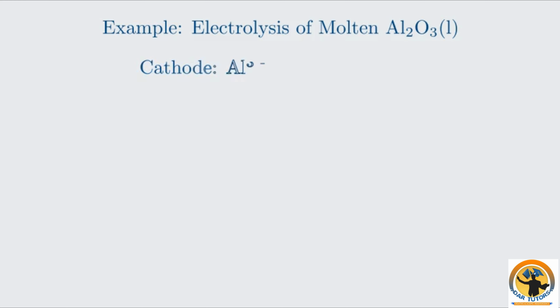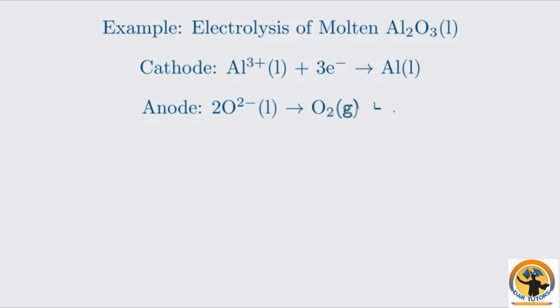The ions are Al3+ and O2-. At the cathode, the positive aluminium ions will be reduced to molten aluminium. The cathode half equation is Al3+ plus 3 electrons yields Al liquid. At the anode, the negative oxide ions will be oxidized to oxygen gas. We need to be careful with the balancing here. 2 oxide ions yield oxygen gas plus 4 electrons.